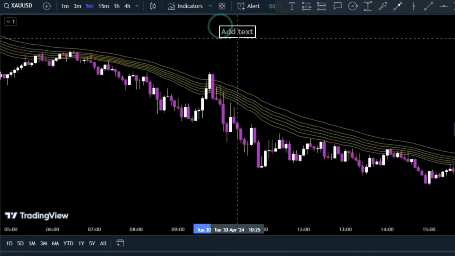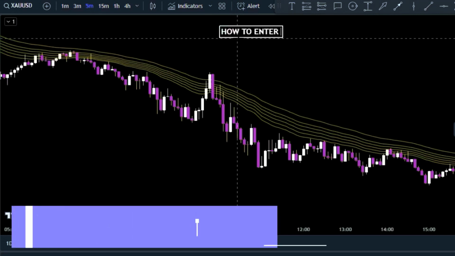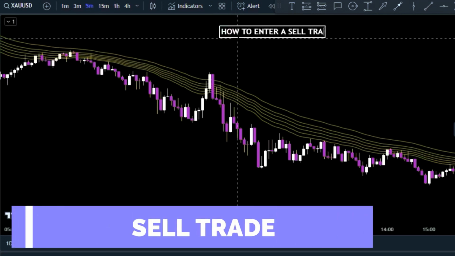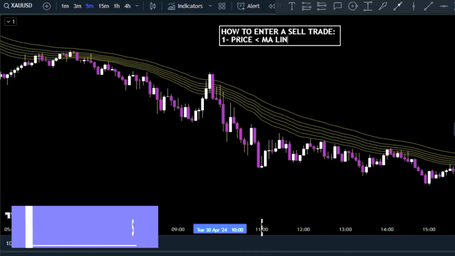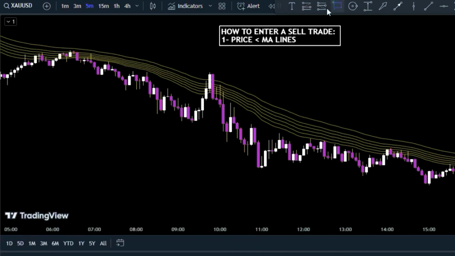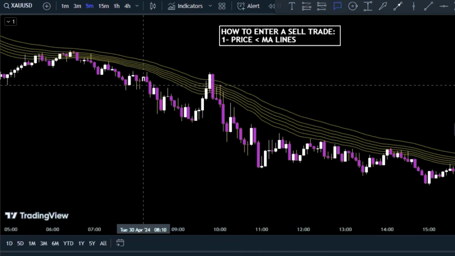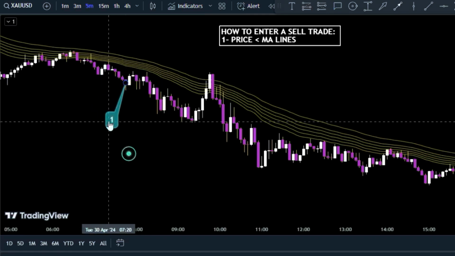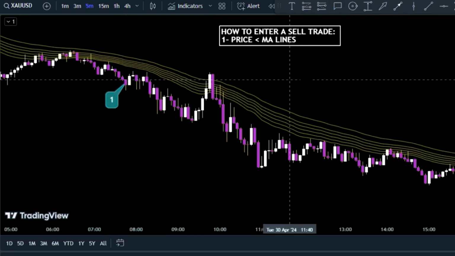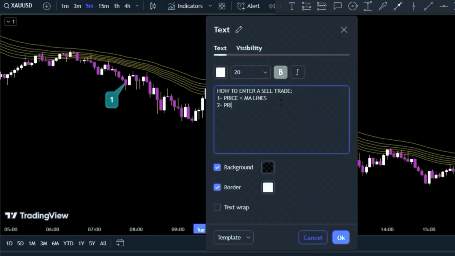Now it's time to explore how to make profitable sell trades using this strategy. A solid sell trade involves multiple factors aligning perfectly. Here's what you should be on the lookout for. First, ensure the price is below all moving average lines. Next, watch for a pullback in the price towards the moving average lines.